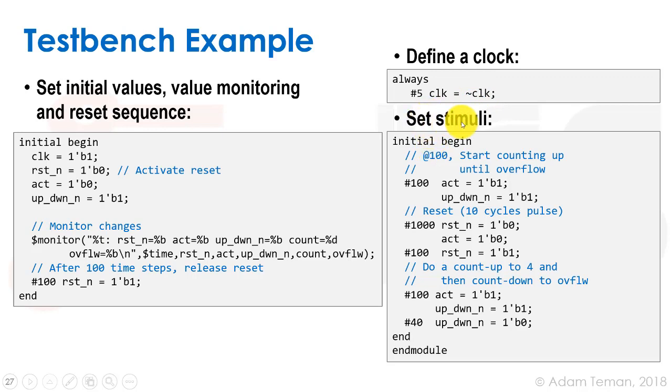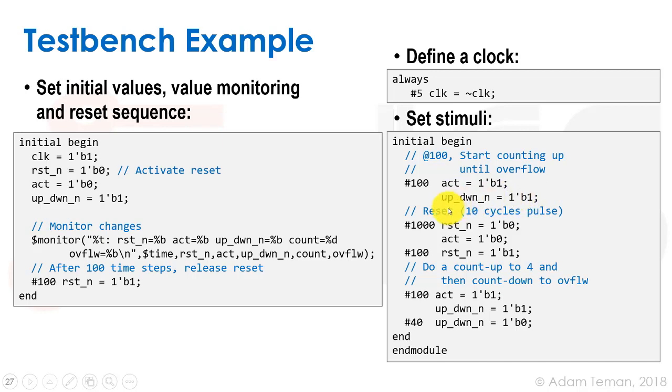And now we'll start our stimuli. Okay, what are our stimuli? At 100, because up till 100 we were in reset, we'll start counting up until we hit overflow. So we have a delay by 100 because the first 100, it didn't really matter what we were doing because we were under reset. Okay, at time step 100, we'll raise our activate signal, and we'll start with our up-down signal being high. That's a count up.